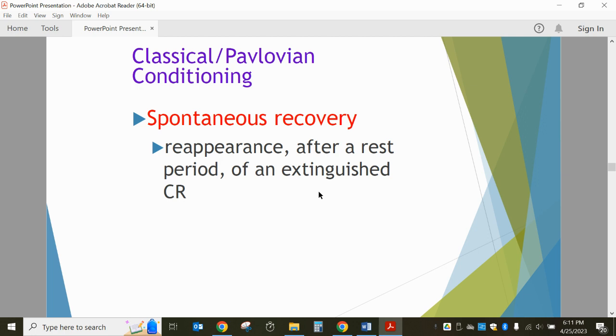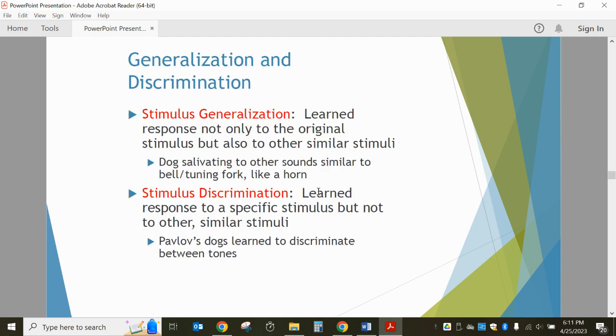Occasionally, though, there will be a spontaneous recovery. If it has gone extinct, there's been a rest period, and that behavior returns, then that would be called a spontaneous recovery. Stimulus generalization and stimulus discrimination. Generalization is when the dogs were taught to salivate to anything similar to the tuning fork. That's generalization. When they were taught that they could only salivate to just that one specific tuning fork, that was discrimination.